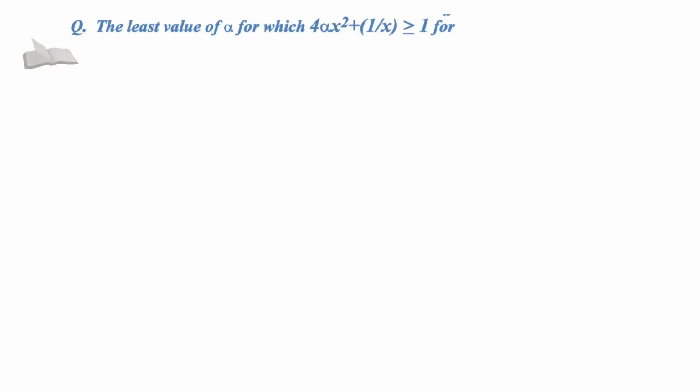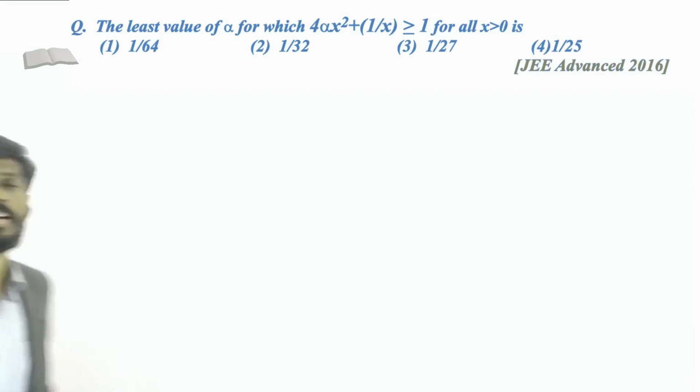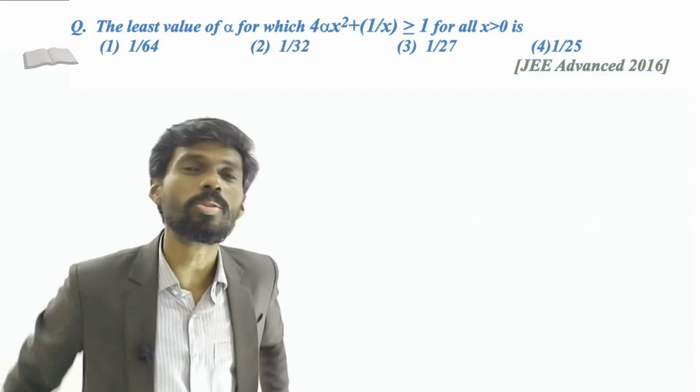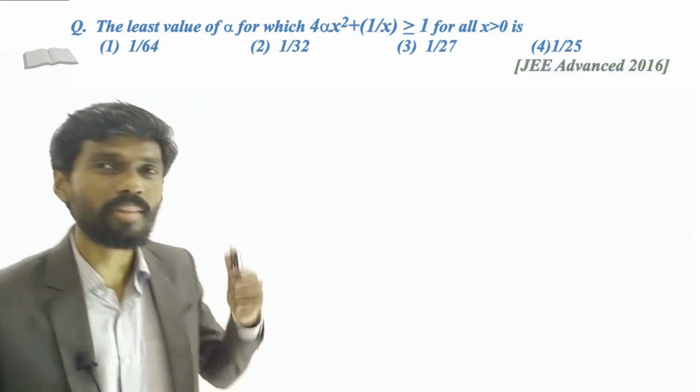The least value of alpha for which 4 alpha x squared plus 1 by x is greater than or equal to 1 for all x greater than 0 is... Here some inequality is given which is satisfied by all values of x greater than 0. Using that, we have to find the minimum value of the alpha given in the question.